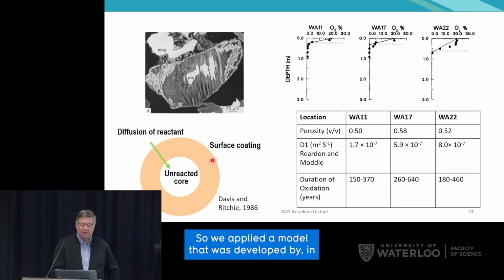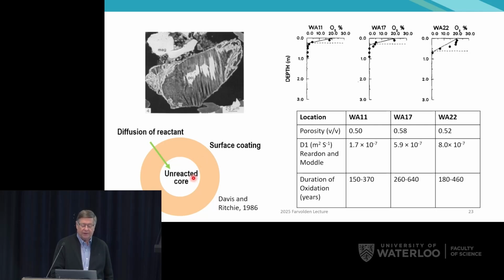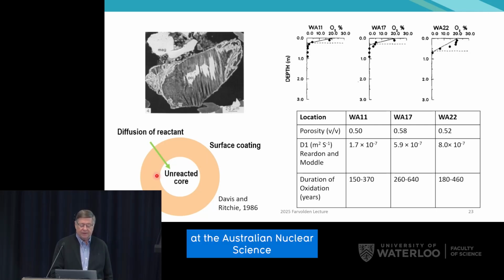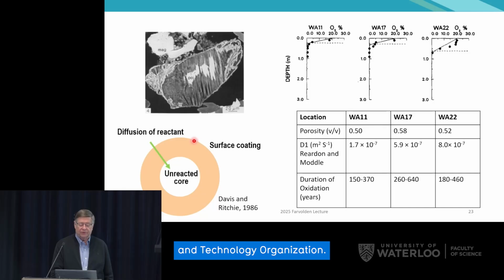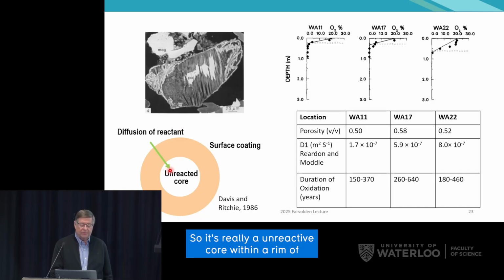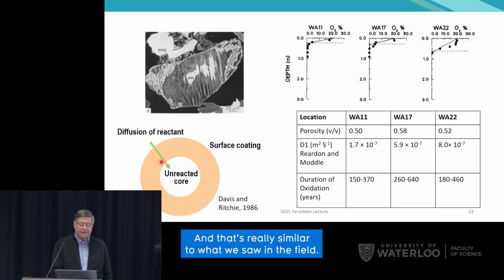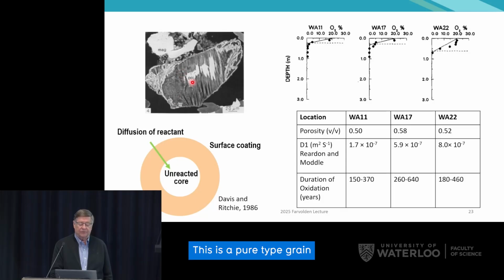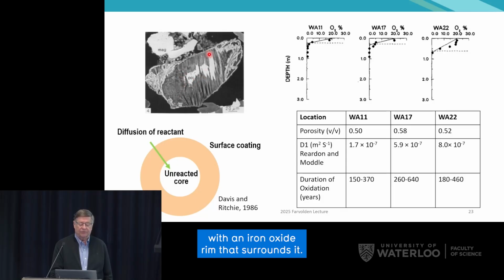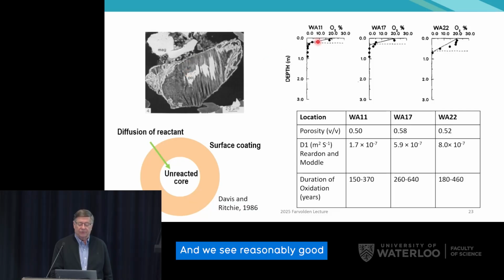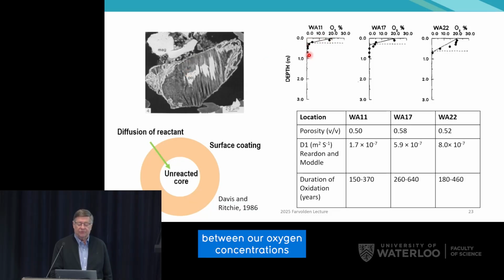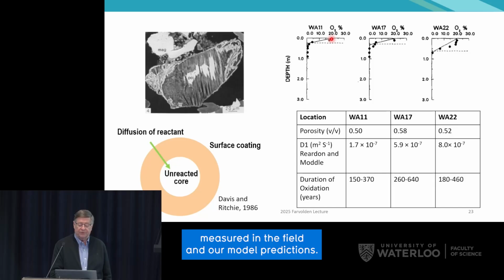So we applied a model that was developed by Greg Davis and Ian Ritchie at the Australian Nuclear Science and Technology Organization. So it's really an unreacted core within a rim of oxidized material. And that's really similar to what we saw in the field. This is a pyrrhotite grain with an iron oxide rim that surrounds it. And we see reasonably good agreement between our oxygen concentrations we measured in the field and our model predictions.